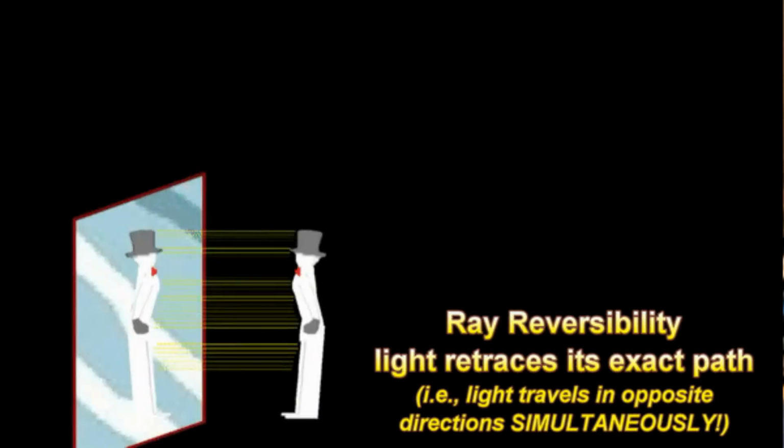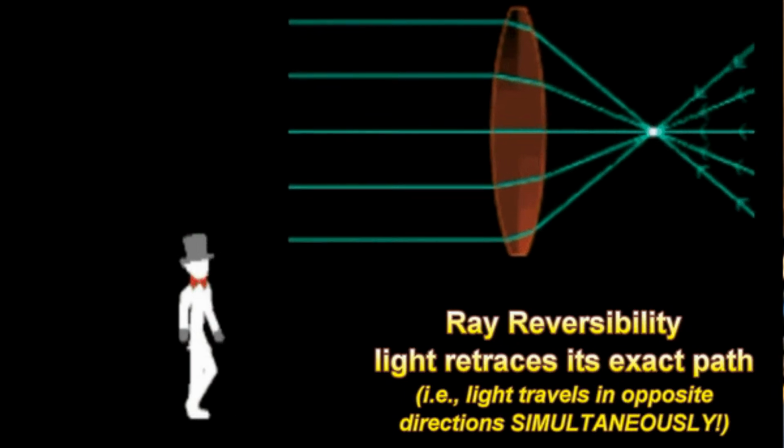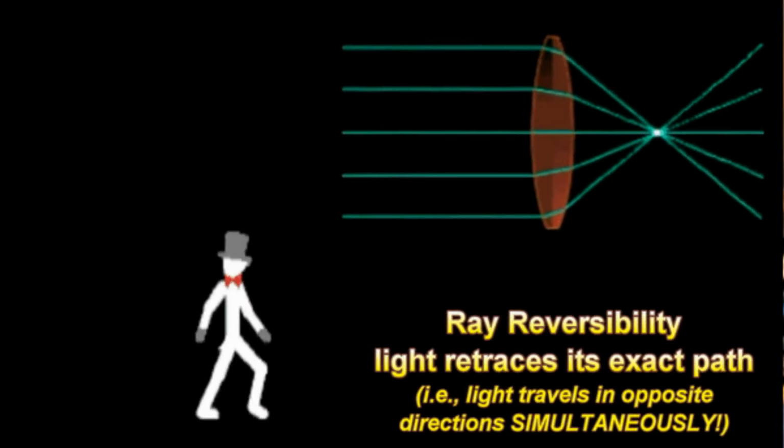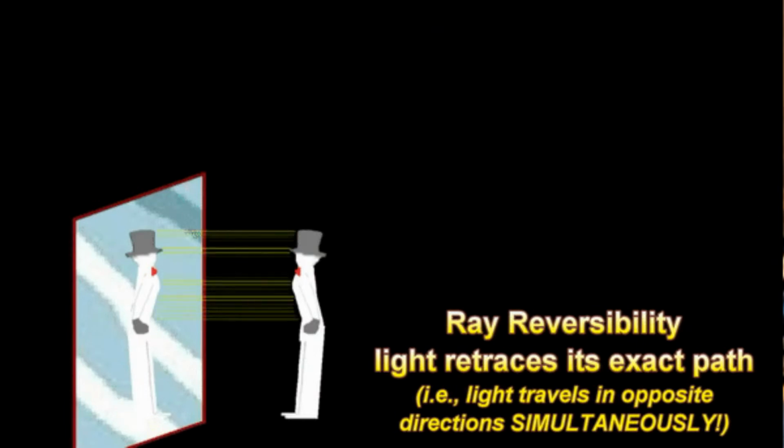Light travels always in a straight line, because if it were in a curve, why would it retrace its path, which is what ray reversibility is. One of the phenomena amply verified in optics. Okay, and here's another aspect of light that shows that it has to be straight.